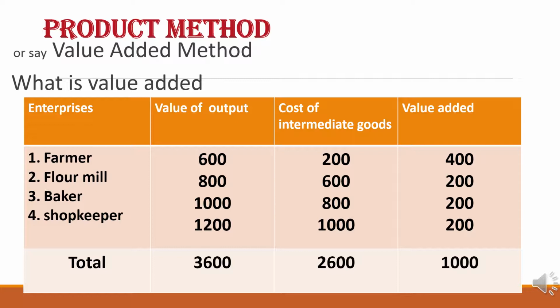First of all, we will go with the product method, or say value added method. What is value added? Friends, notice in the table, here we have taken 4 columns and 4 rows. First of all, enterprise. Second column is value of the output. Third column is cost of intermediate goods. And the fourth column is value added. That is all we want to know about. And the rows we have included are, first of all, the flour farmer, then the flour mill, then the baker, and last the shopkeeper, and in the end the total. Friends, let us start with the farmer.